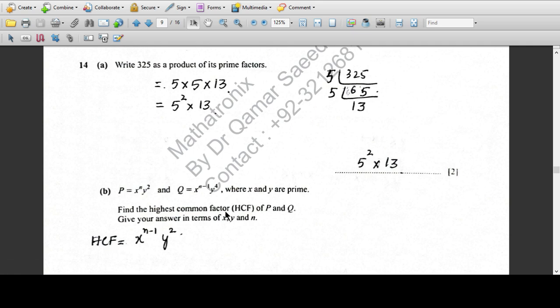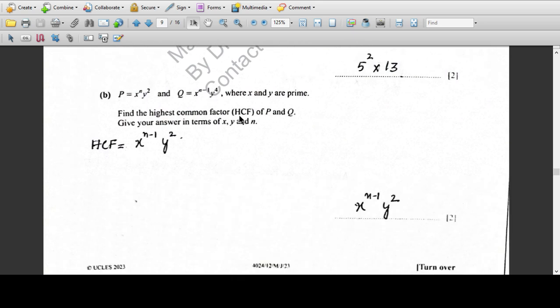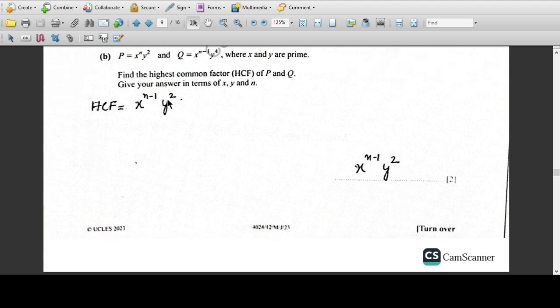So this is called the HCF. Suppose we had been asked to find the LCM, then in that case we would take the highest powers. So the LCM of p and q will be x^n and y^4. But we have been asked for the HCF, so the HCF is x^(n-1) and y^2, because these are common in both.